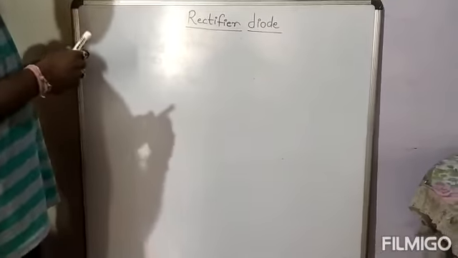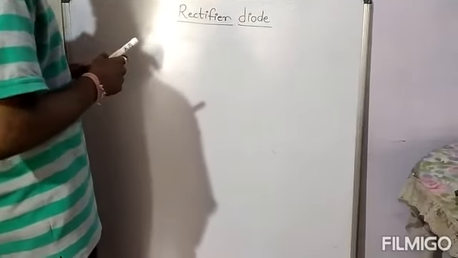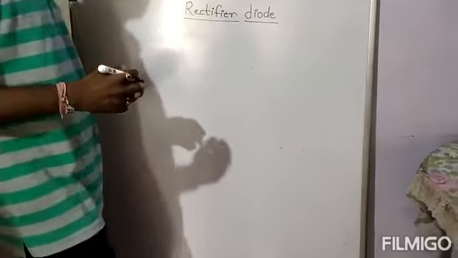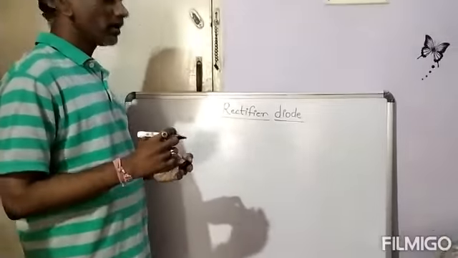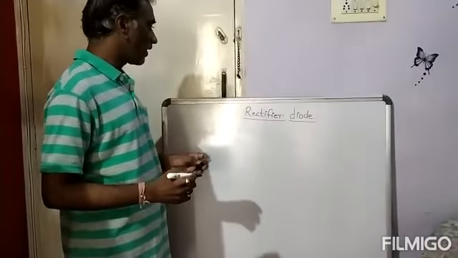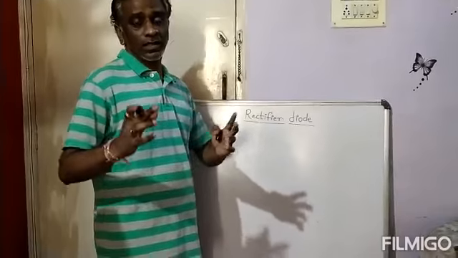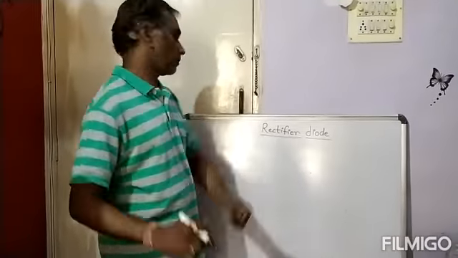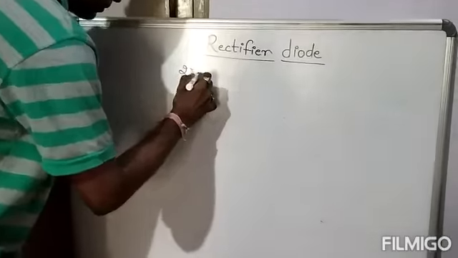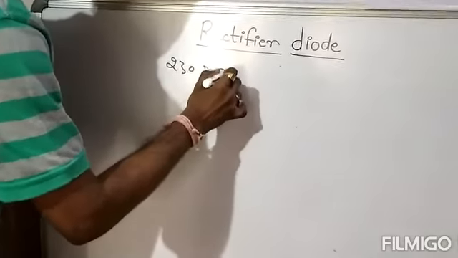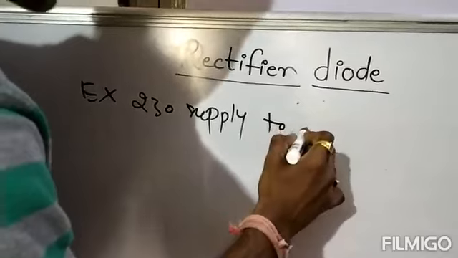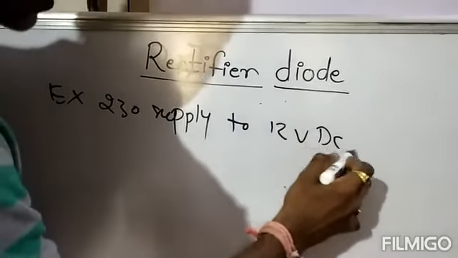So, rectifier diode. What is the use of a diode? A diode can be used to develop a rectifier circuit. I have already told you, a rectifier is a circuit which converts an AC supply into a DC supply, for example a 230 volt supply. This is just an example.